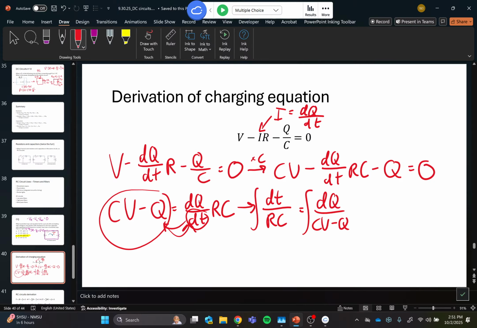Integrate. How do I get rid of a dt? How do I sum up a bunch of dt's to turn it into t? Integrate. How do I get from dq to all my q? Integrate. Okay? How am I going to integrate this? I'm going to integrate from 0 to t, and I'm going to integrate from 0 to q. R is a constant, C is a constant, V is a constant. You all can do this integral. Try it. It's good practice. It's not a hard integral.